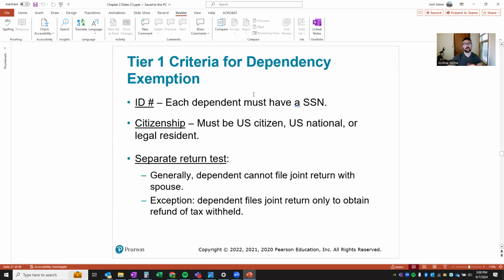Okay, so tier one criteria for dependency exemption. We've got the ID number: you've got to have a separate social security number. You've got to be a U.S. citizen or legal resident. Separate return test: generally, the dependent can't file a joint return with a spouse, but there is an exception if your dependent files a joint return only to obtain the refund.